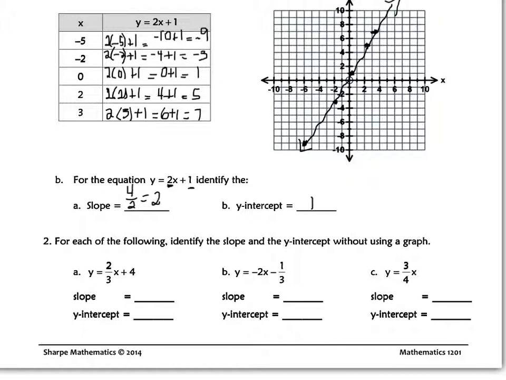And then if we use that knowledge to answer the following questions, we can easily see that the slope of this equation here, number 2, it's written in the form y equals mx plus b, so the slope should be 2/3, and the y-intercept should be the constant 4. In b, it's in the form y equals mx plus b, so the slope would be -2, and the y-intercept would be the constant, which is -1/3. And the last one, the slope should be 3/4. Again, it's written in the right form, y equals. You always have to check that first. And then the y-intercept in this case would be 0.